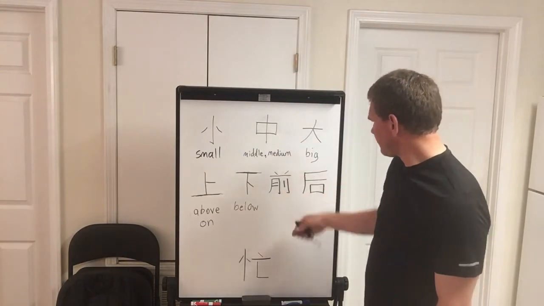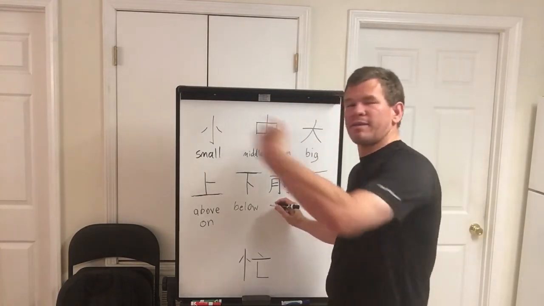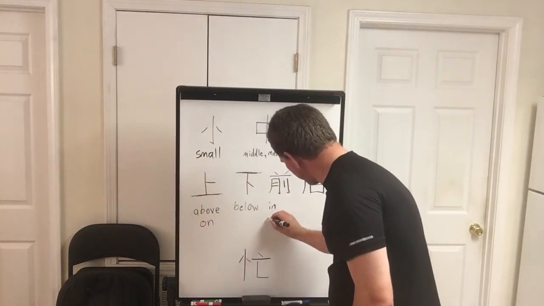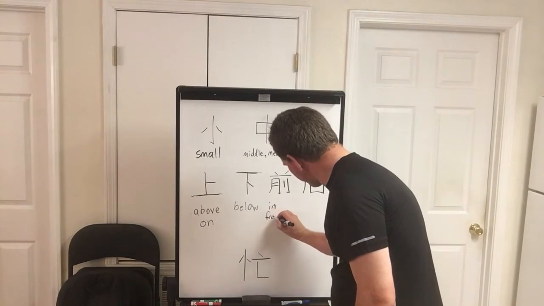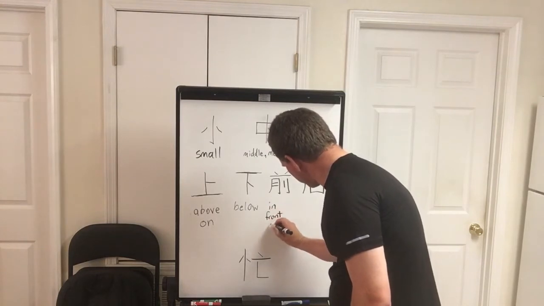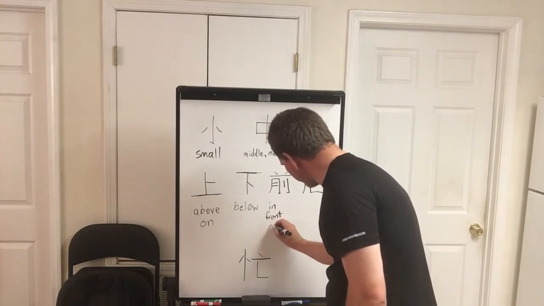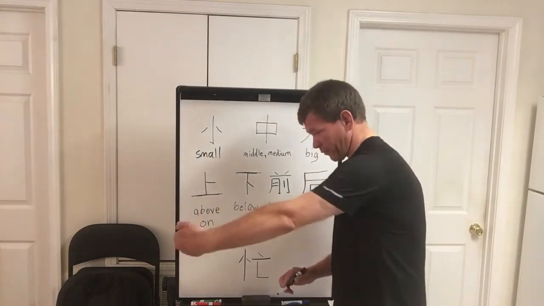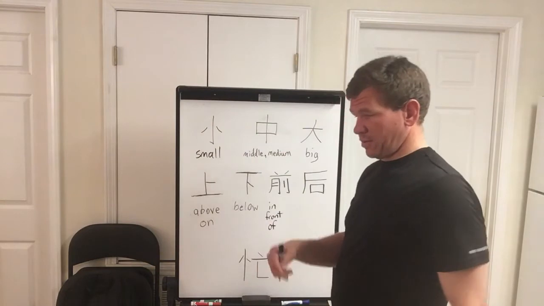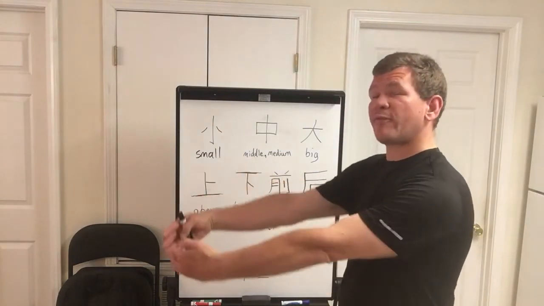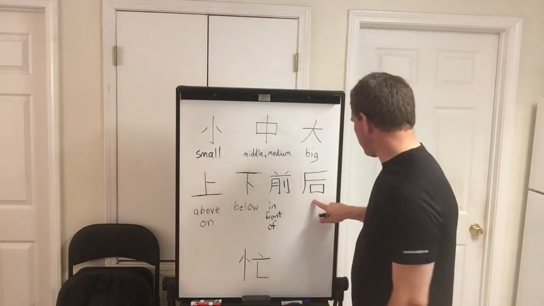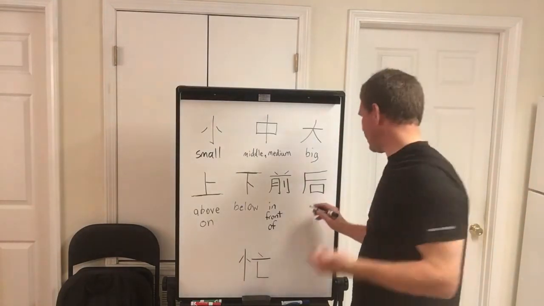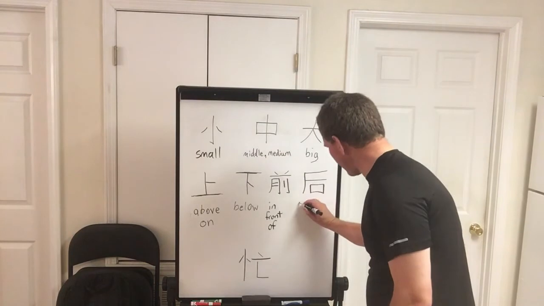All right, this one is in front of. In front or in front of. So like you're behind someone in line, they are in front of you. This one is someone behind me or something behind me, so behind.